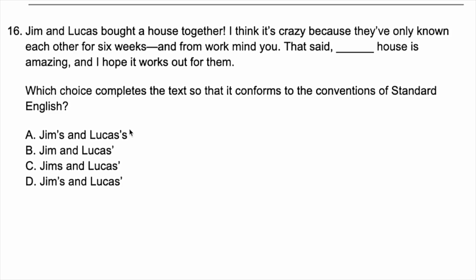Okay, so do you remember the rule that we talked about for these types of questions? First of all, do we have any options where they're not possessive? No, they're all showing some sort of possession. And yeah, it's their house, right? We know that. So what is the rule here? Well, they own the house together. So we only need possession on the last noun in the list, Jim and Lucas's, B.